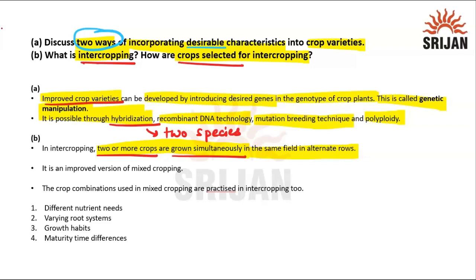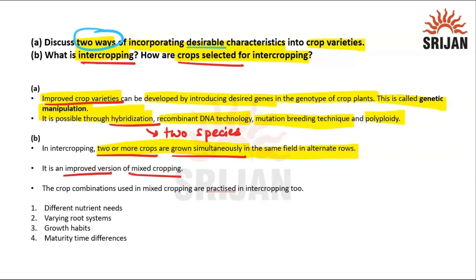What are the criteria for selecting the crops? The important thing to remember is that it is almost related to mixed cropping. The only difference is that this is the improved version. You have seen certain disadvantages with mixed cropping and you made them better in the case of intercropping.